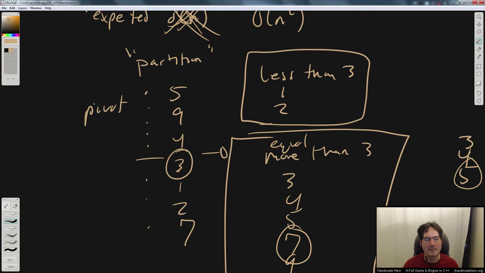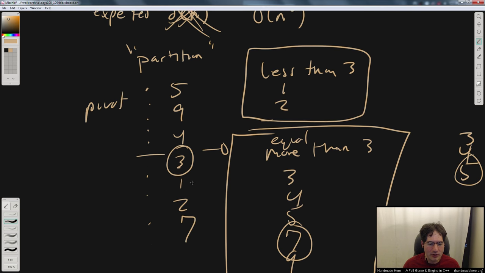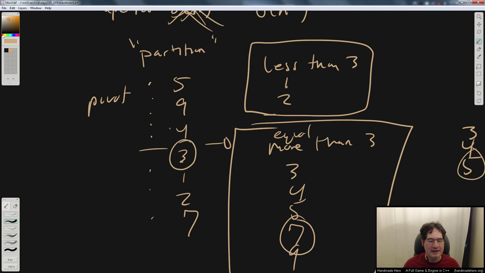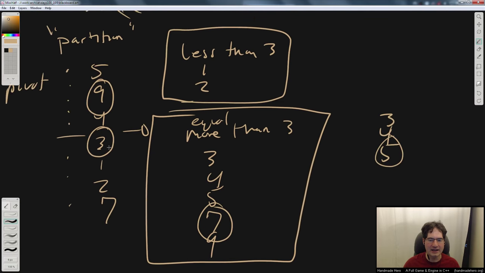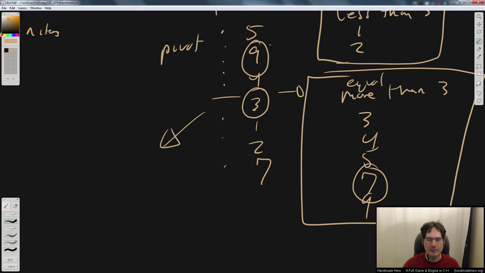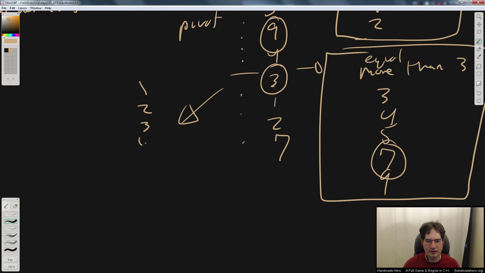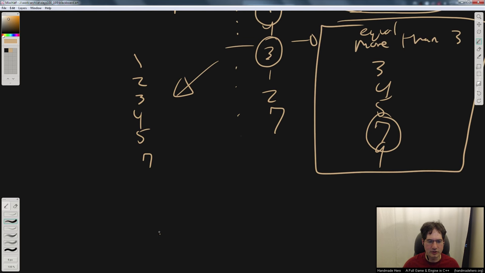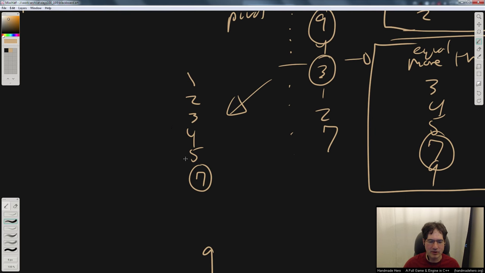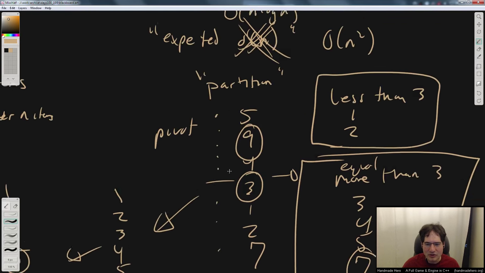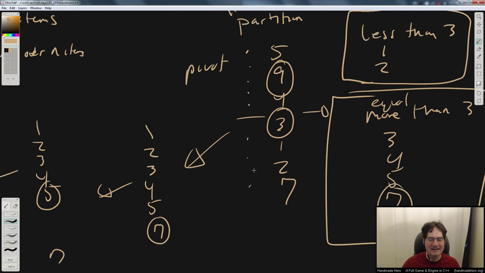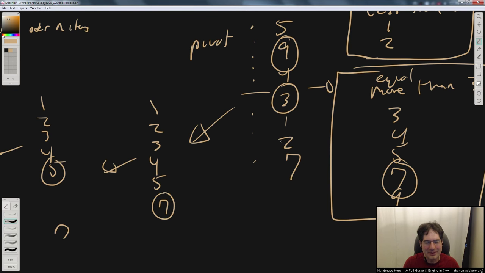The point being, if I pick this pivot poorly, I may end up still having to do n steps. Let's say every time I picked the highest one. So I pick 9, and I end up with 1, 2, 3, 4, 5, 7 in one group, and then 9. Okay, I pick wrong again, I get 7, so I'm left with 1, 2, 3, 4, 5, and then 7. I pick wrong again, I pick 5, I've got 1, 2, 3, 4, and 5. Essentially I'm going to have to go through n steps because I'm only sorting one element every time. It's just as bad as a bubble sort.